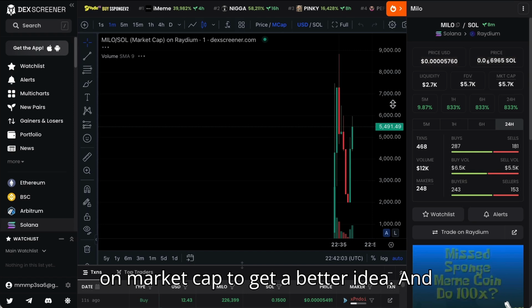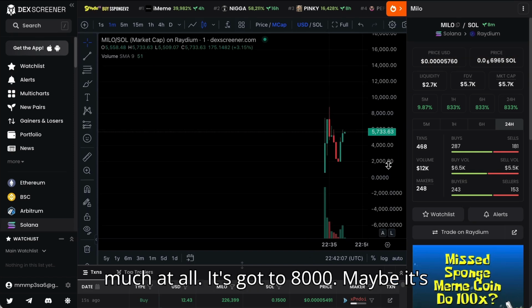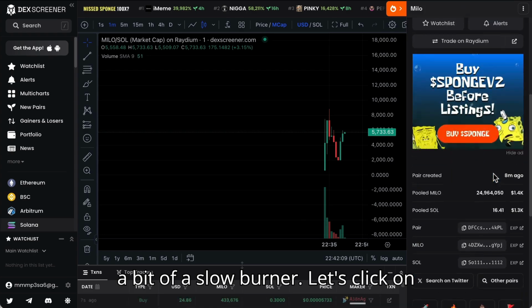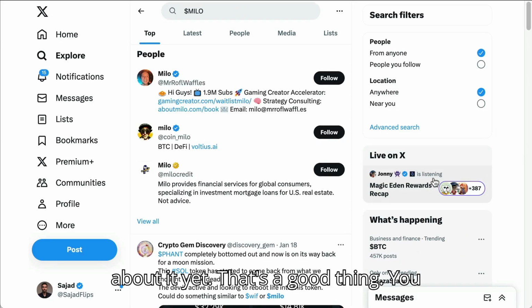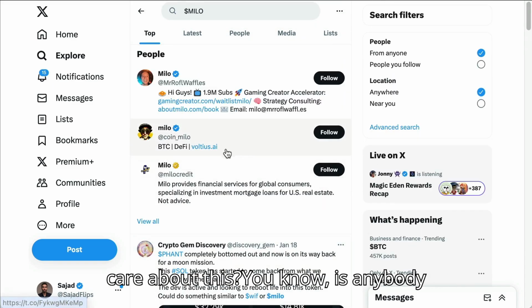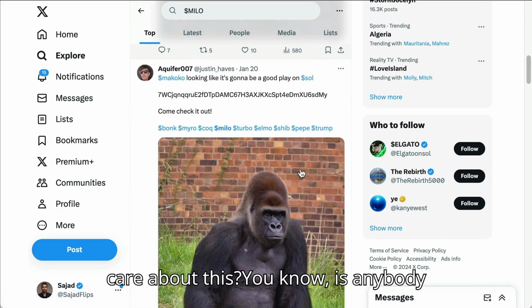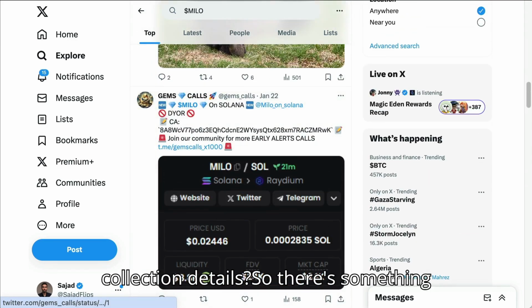Let's click on market cap to get a better idea. And we can see the price hasn't really pumped much at all. It's got to 8,000. Maybe it's a bit of a slow burner. Let's click on search on Twitter. It could be a very hyped collection that just didn't bother with Dex Screener so people don't know about it yet. That's a good thing. You can get in early then. But does anybody care about this? Is anybody talking about it? Can we find its collection details?